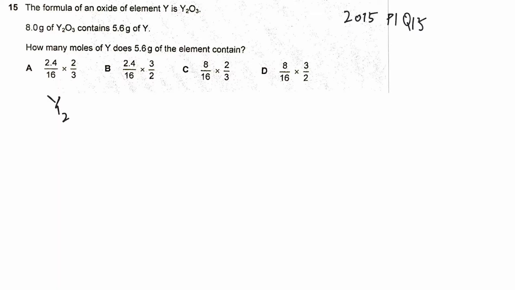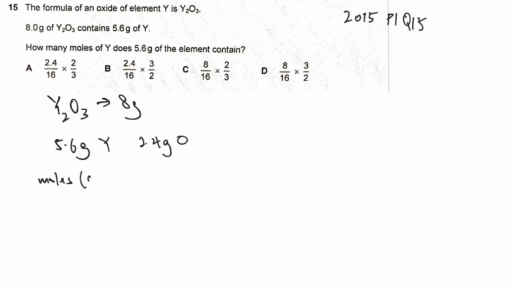We see that you have 8 grams of Y2O3, right? And it mentioned that there is 5.6 grams of Y in this 8 gram, right? So that leaves 2.4 grams of O, right? So since we have no MR, we are unable to find the moles of Y. So what do we have to do then? We have to go ahead and find the moles of O, right?